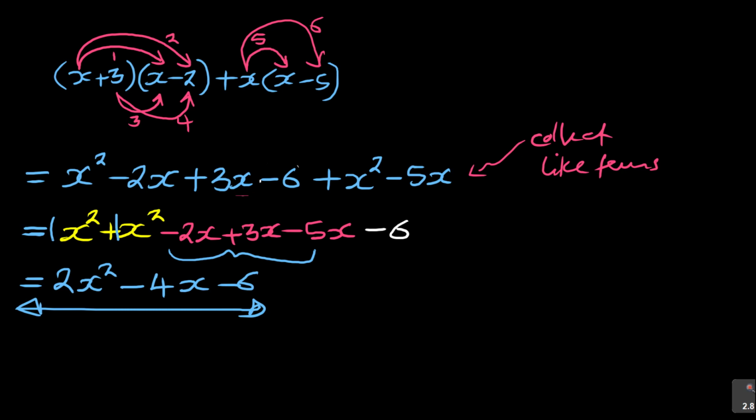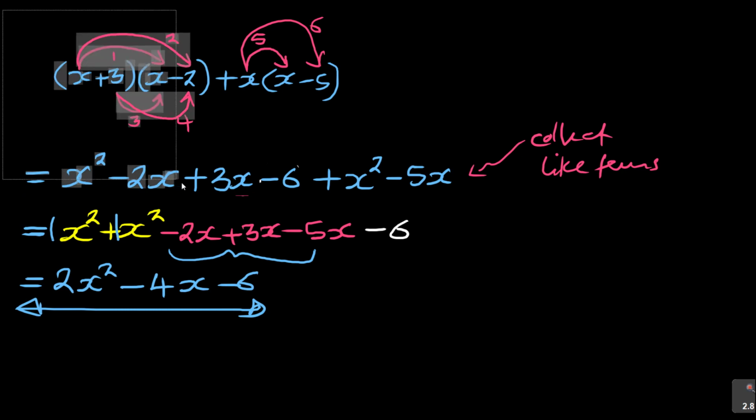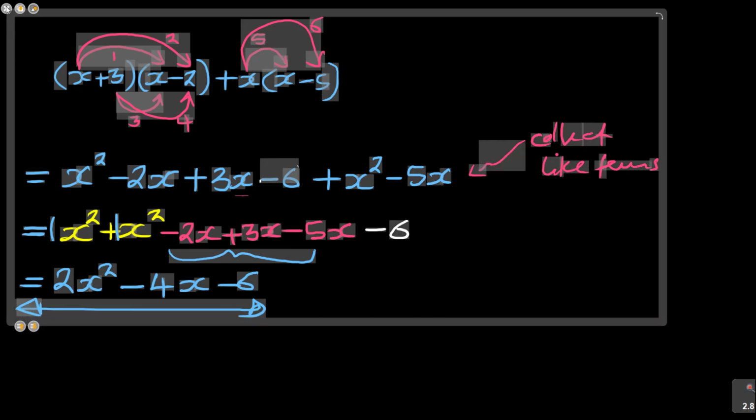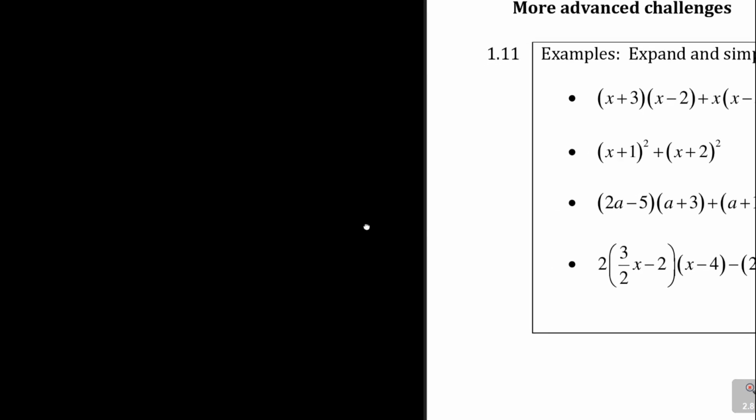Alright. So that is the first one. Let us look at the next one here. Let me take this off. Again, as I said, there is the other one. x plus 1 here, squared. And then the other one is plus x plus 2 squared.